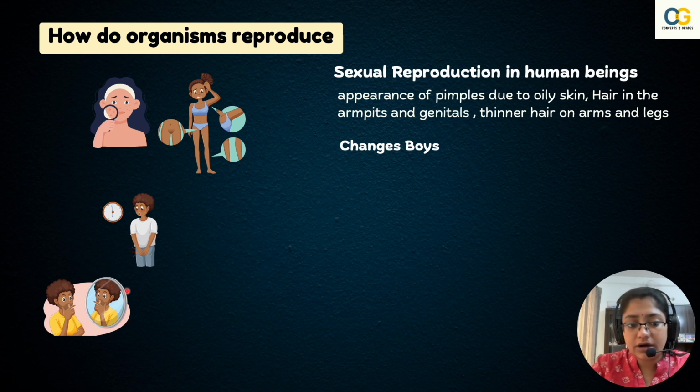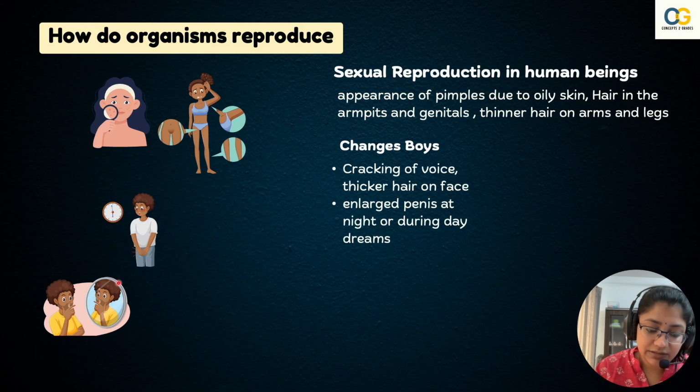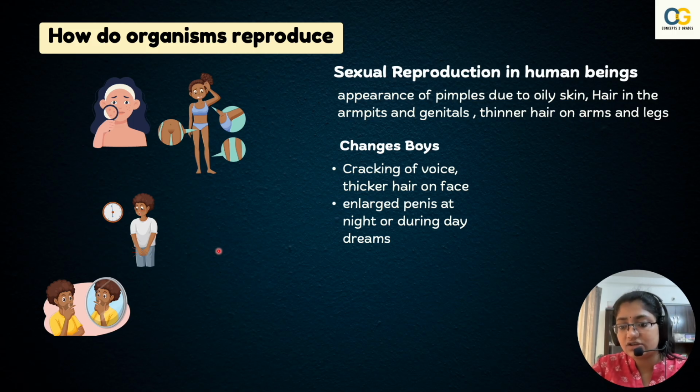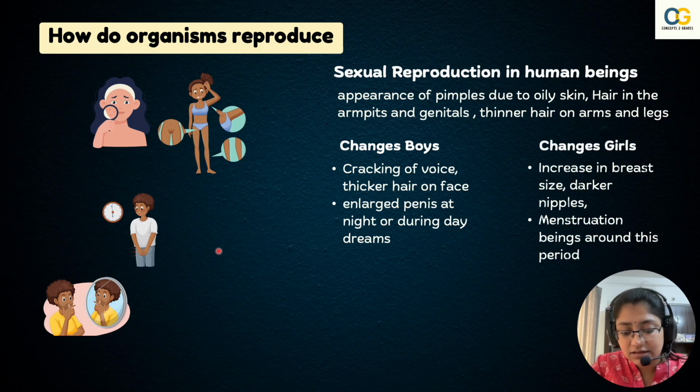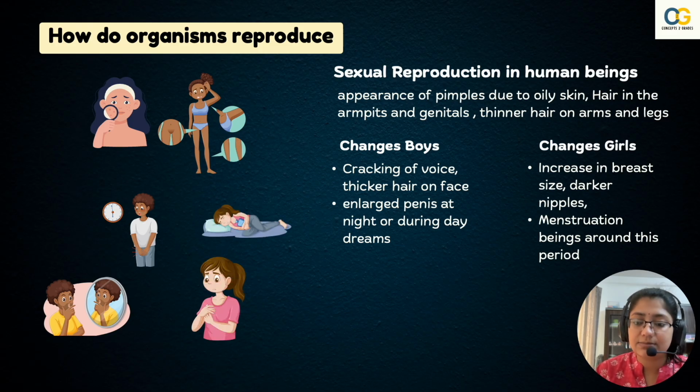In boys, certain changes happen. First one is growing of a beard, cracking of voice, etc. Second one is enlarged penis during day or night during daydreams. This occurs, there is an erection in their penis. And in girls, the breast size will increase, the nipples get darker, and there is menstruation or periods around this time, which help in reproduction. So all these changes occur so that the reproduction process as such can occur.